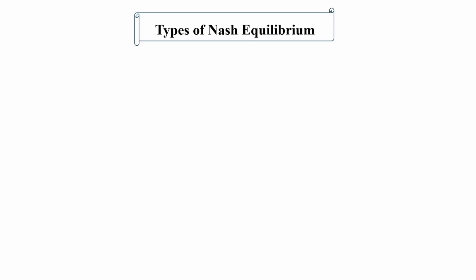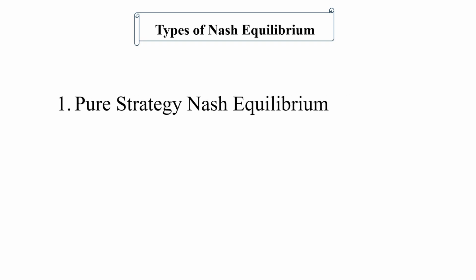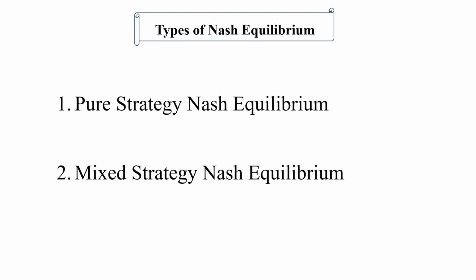Now, how many types of Nash equilibrium are there? Nash equilibria can be classified into two main types based on the strategies involved. The first one is pure Nash equilibrium, and the second one is mixed strategy Nash equilibrium.